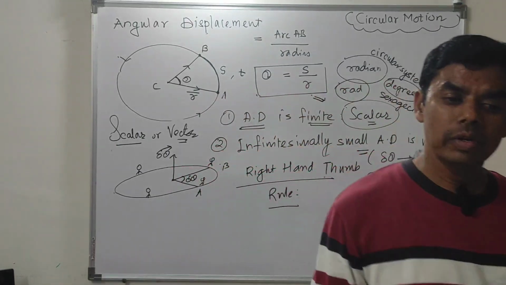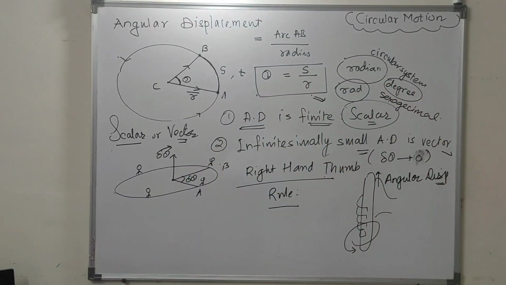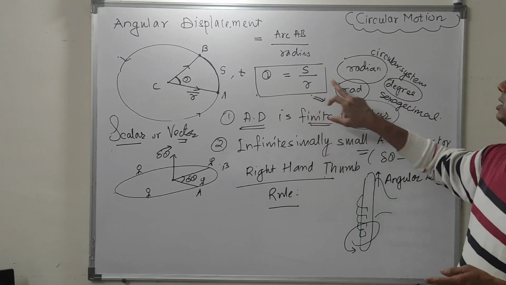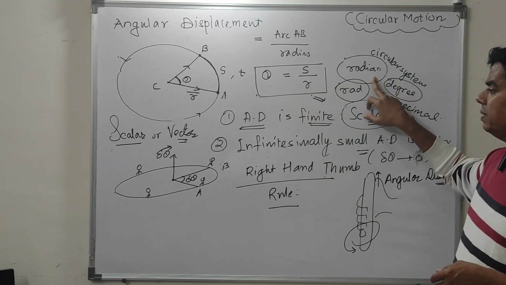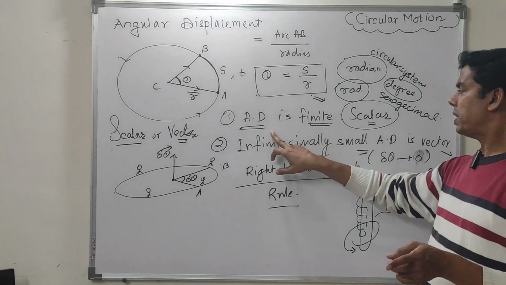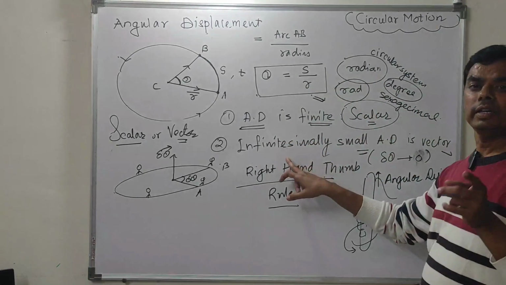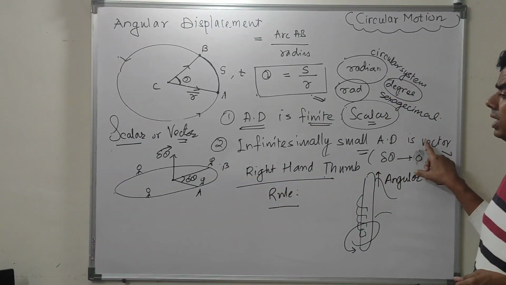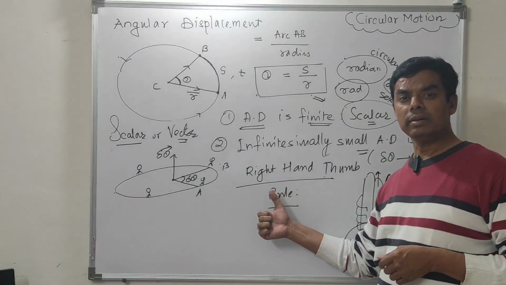Then we have discussed angular displacement. Angular displacement is the angle traced by the radius vector in a given time. It is equal to s upon r, arc upon radius. Its SI unit is radian. Angular displacement, whenever it is finite, is a scalar quantity. Whenever it is infinitesimally small, that is tending to 0, it is a vector quantity, and its direction is given by the right hand thumb rule.